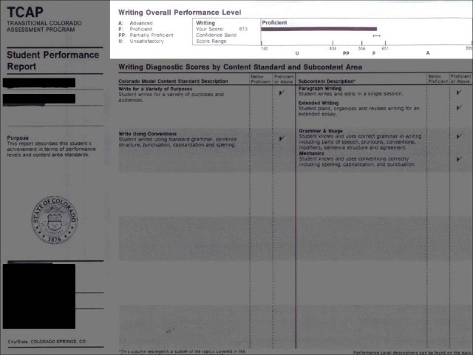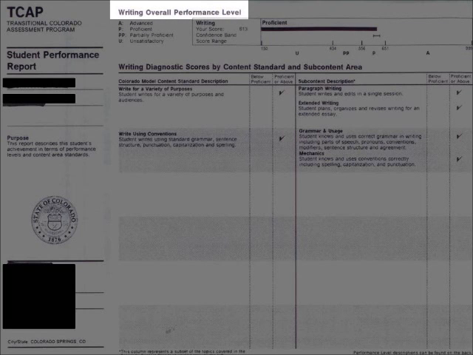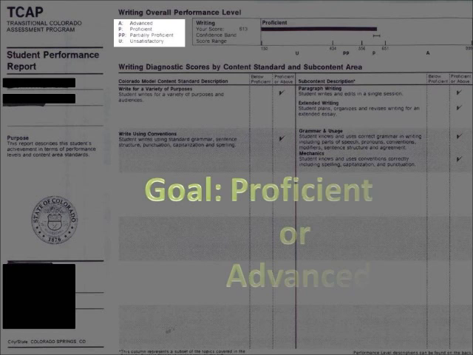Next, we have the overall performance level score report. Let's direct your attention to the highlighted area where you'll see the words writing overall performance level. So we know that the subject that this student's score was based in is writing. There are 4 levels that a student can earn. The first one is considered unsatisfactory. That's level 1. The second level is considered partially proficient. That's level 2. Third level is called proficient, and the fourth level is called advanced. Our goal here at Sierra High School and in the state of Colorado is to see all of our students proficient or advanced.